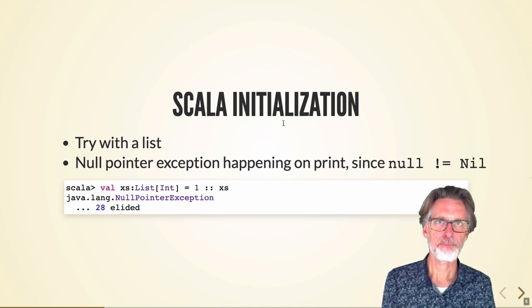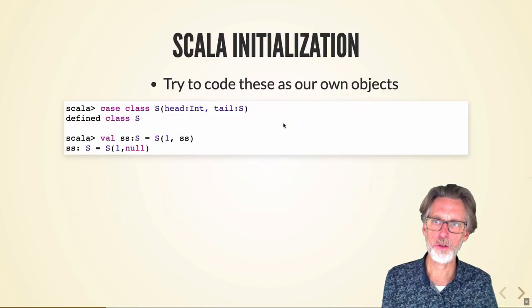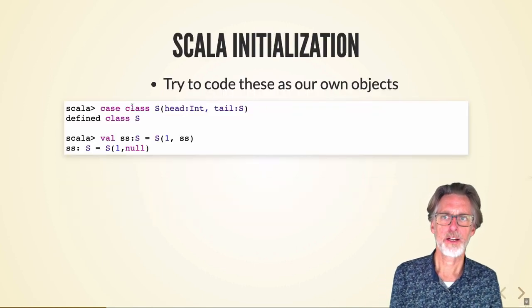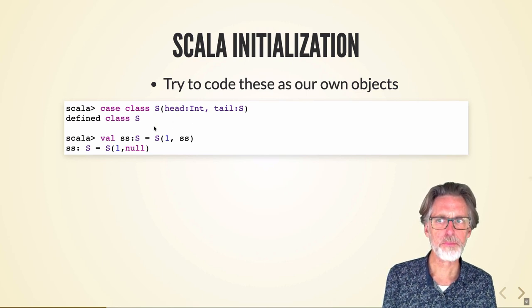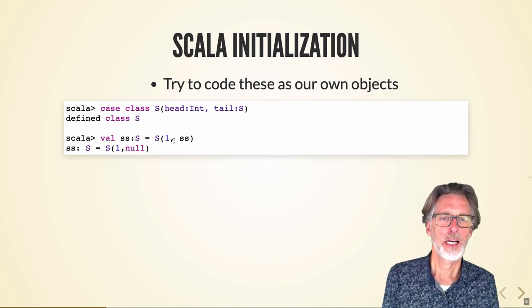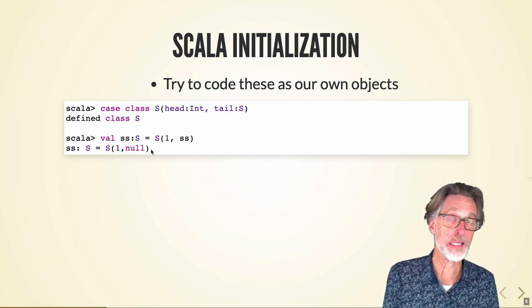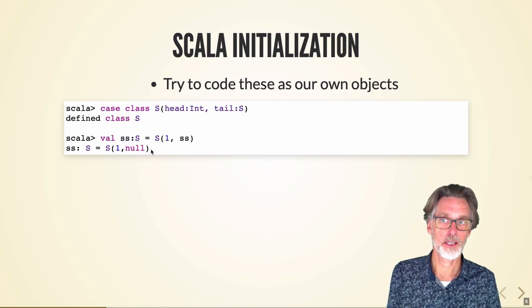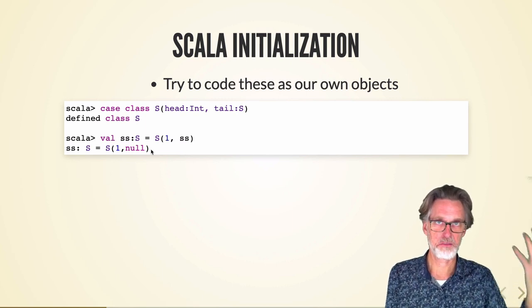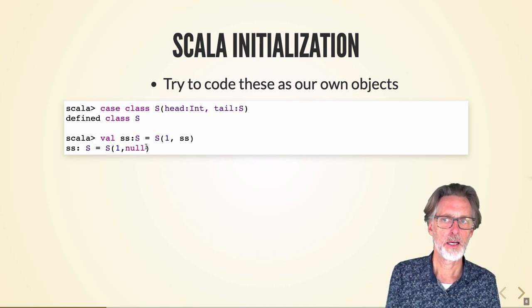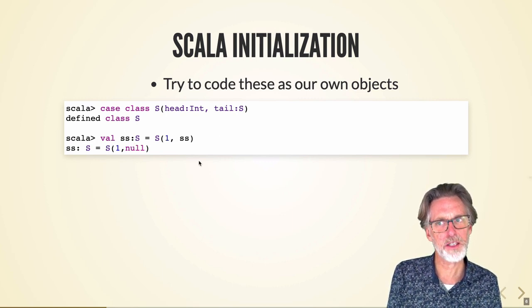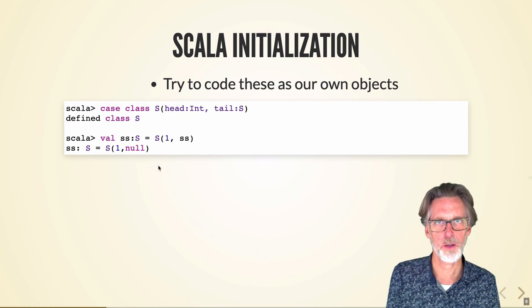Sad and bad. We can try and code up our own list class where we have our case class here for the head and the tail. And then we can create an instance of that. The great thing is now we can actually print out the object because we're not invoking this nil-like thing. Scala will happily print out the null here. But we haven't really managed to get a recursive structure the way we like.